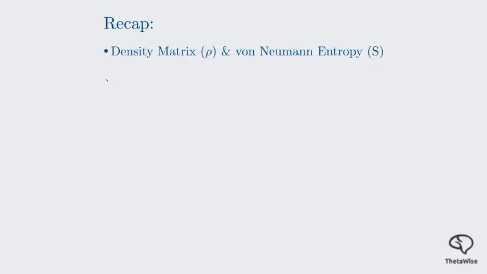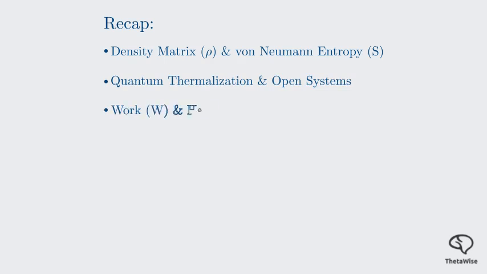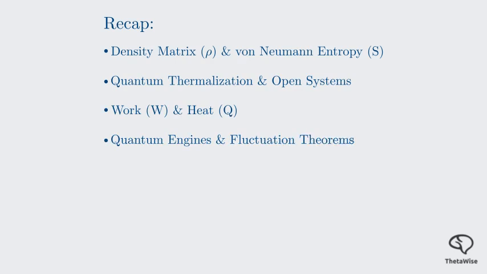We started with the fundamental language of quantum mechanics, the density matrix, and used it to define the von Neumann entropy. We then explored how systems reach thermal equilibrium through quantum thermalization and how they interact with their environment as open quantum systems. We defined work and heat in the quantum regime and saw how they combine in quantum engines and are described by fluctuation theorems.